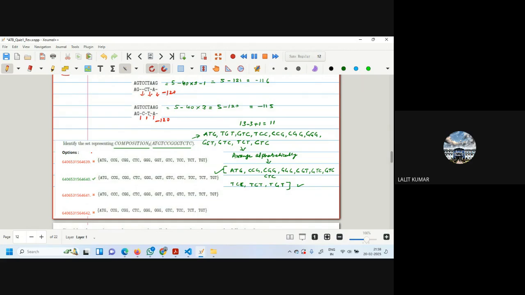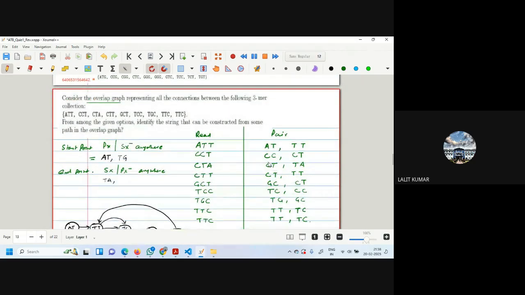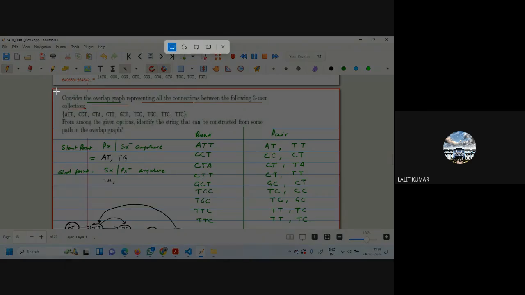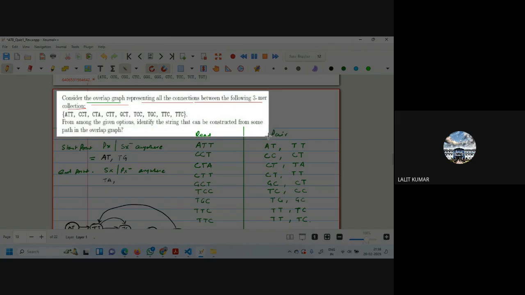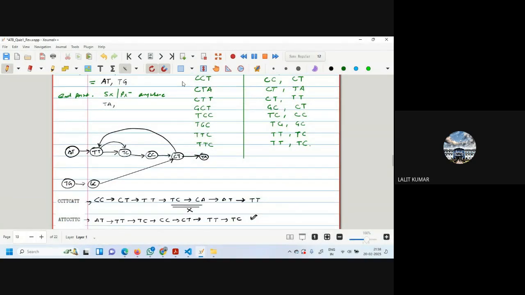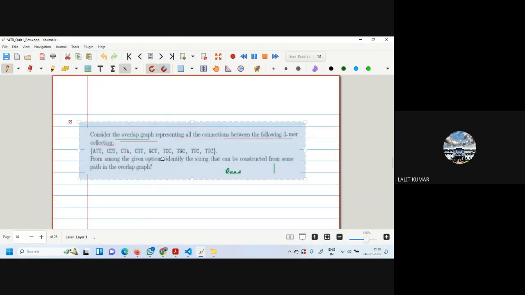Identify the set representing composition. K-mer is 3. We have done this before, so we can do it easily. Just make the K-mers and then arrange them alphabetically. Then consider the overlap graph representing all the connections between the 3-mers. Jagmohan, I had not done this earlier, so we can solve this now using the overlap graph. Can we do this? All of us, we are ready?